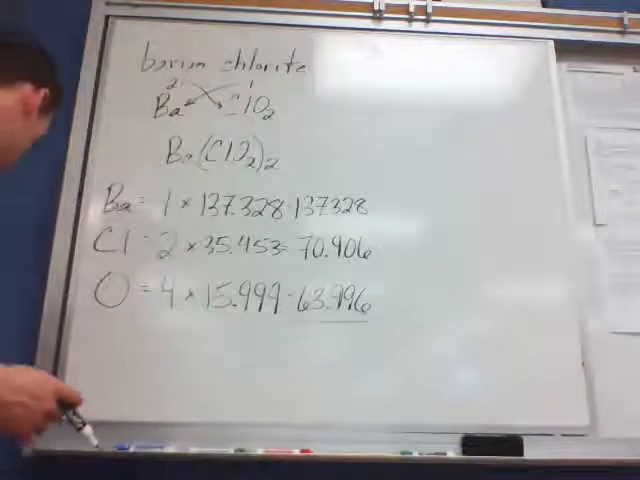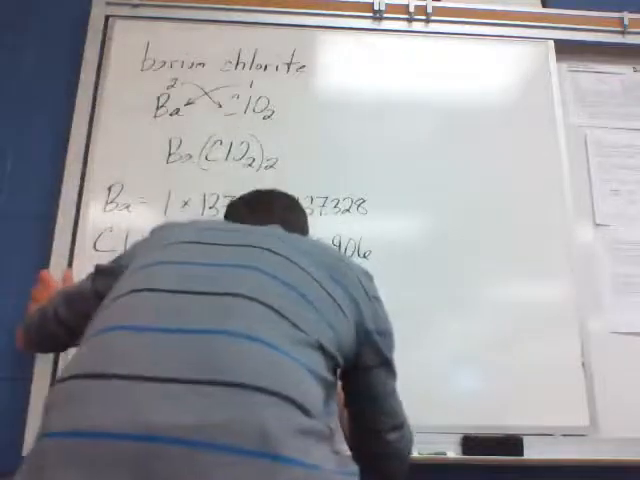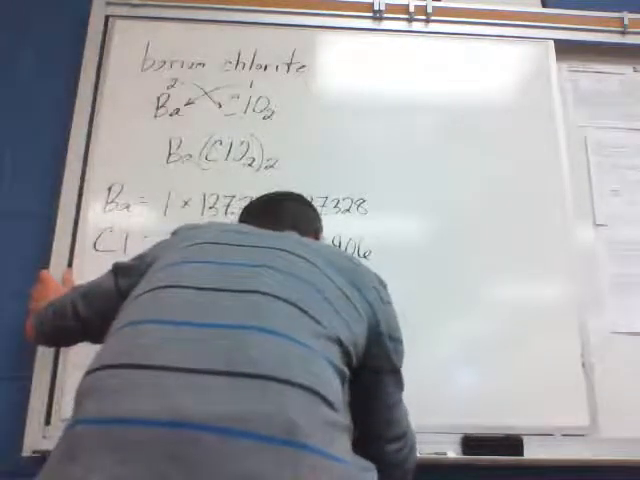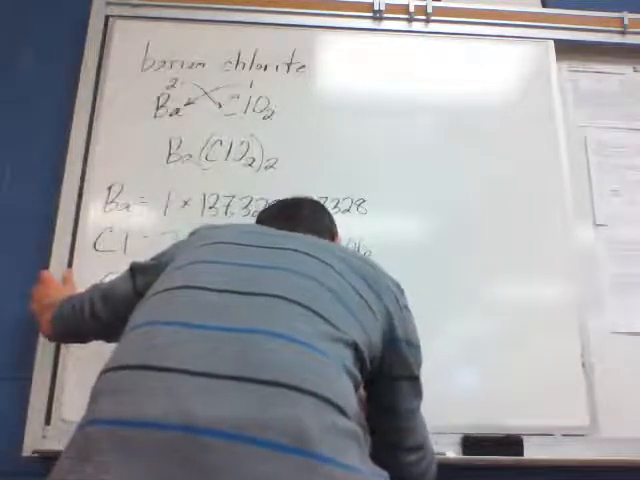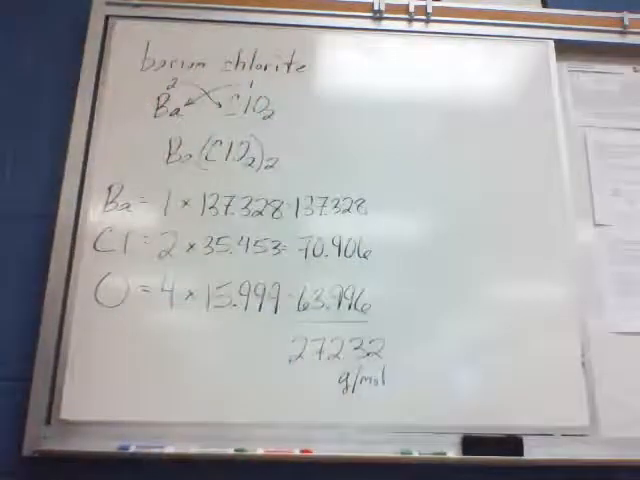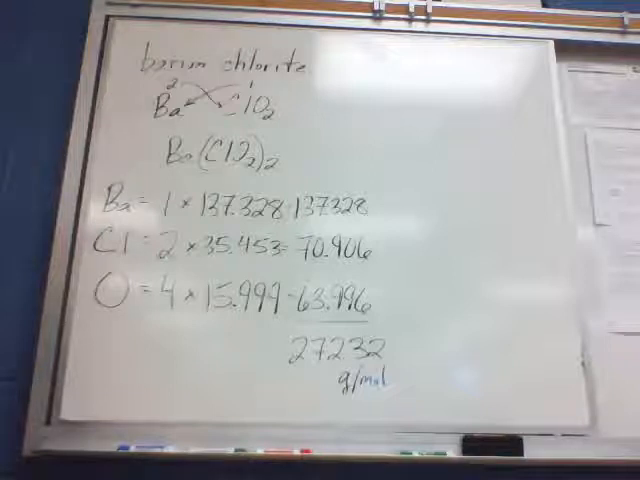What do you get for the molar mass? Yeah, that's what I get too. 272.32. Make sure you put units on these steps. Get in that habit. The units of molar mass is grams per mole. Units of percent composition is just a percentage sign. So there he is, molar mass. If we were doing assignment 1, we'd be done.